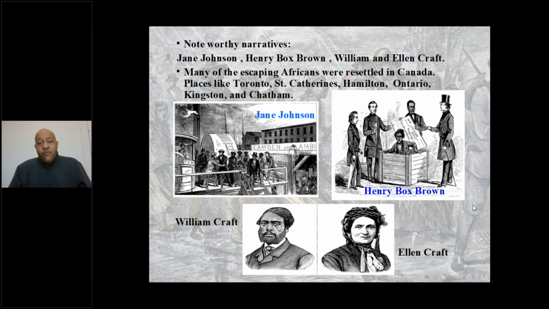of the courtroom before the U.S. Marshals could get to her so they could drag her back to slavery. So you can imagine the commotion that must have been going on.